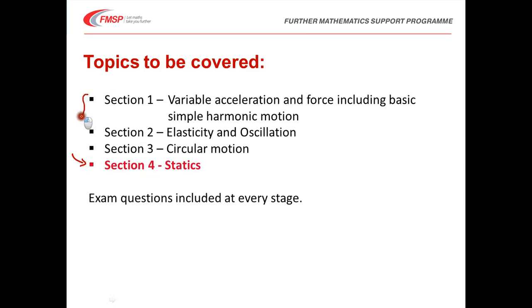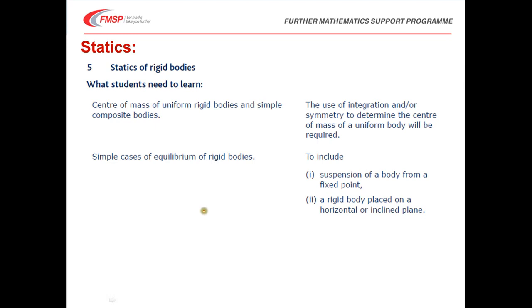If you're interested in revision for any of the other areas of the Mechanics 3 course, there are existing recordings for those as well. So first of all, we're going to take a look at the specification for statics. You need to be able to find the centre of mass of uniform rigid bodies and simple composite bodies. And you also need to be able to consider simple cases of the equilibrium of rigid bodies.